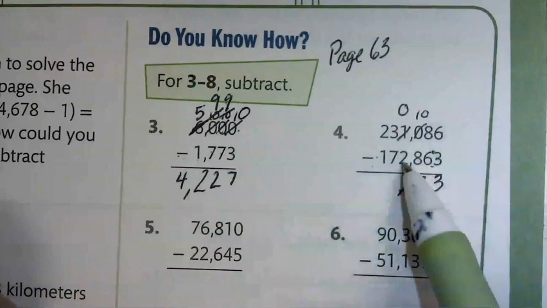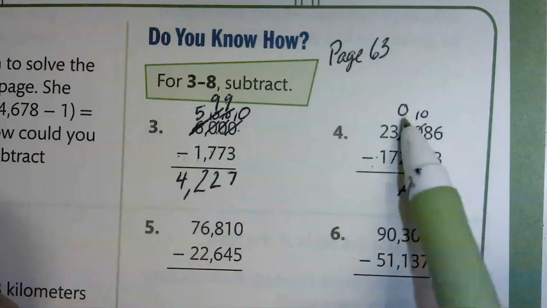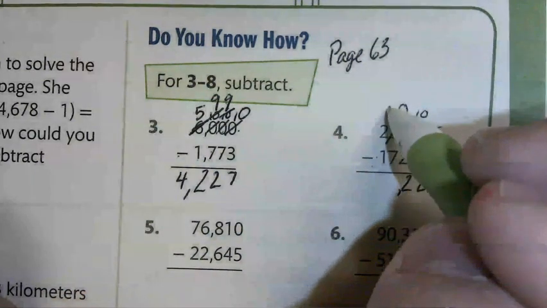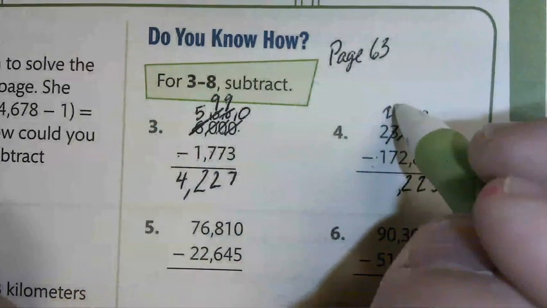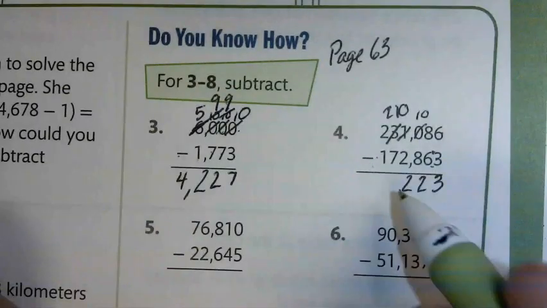When I go to my thousands place, 0 minus 2, oh no, same problem. I've got a 0 again. So I got to come next door and take 1 away from my 3. That becomes a 2, and this becomes a 10. 10 minus 2 is 8.